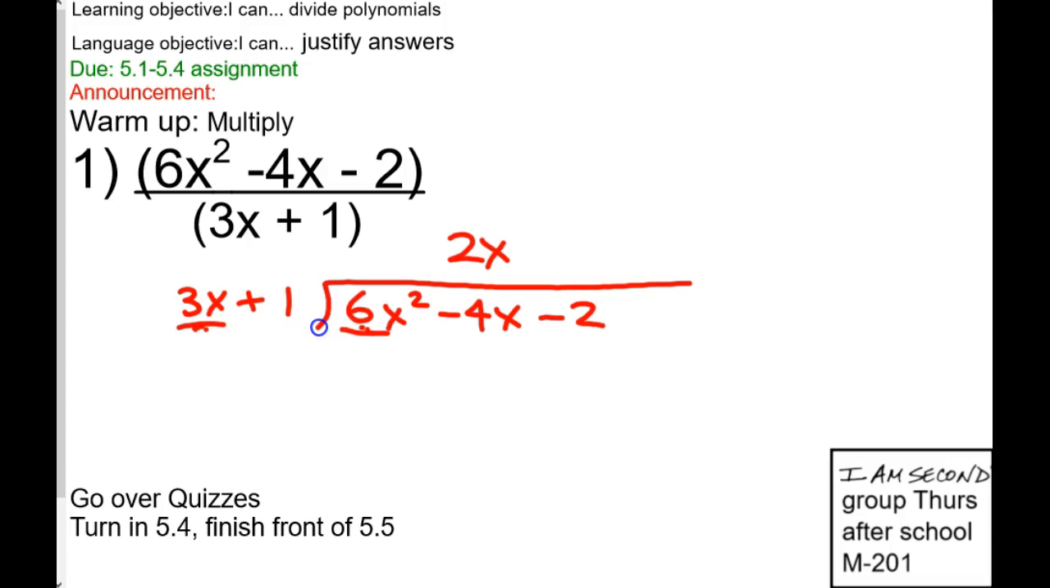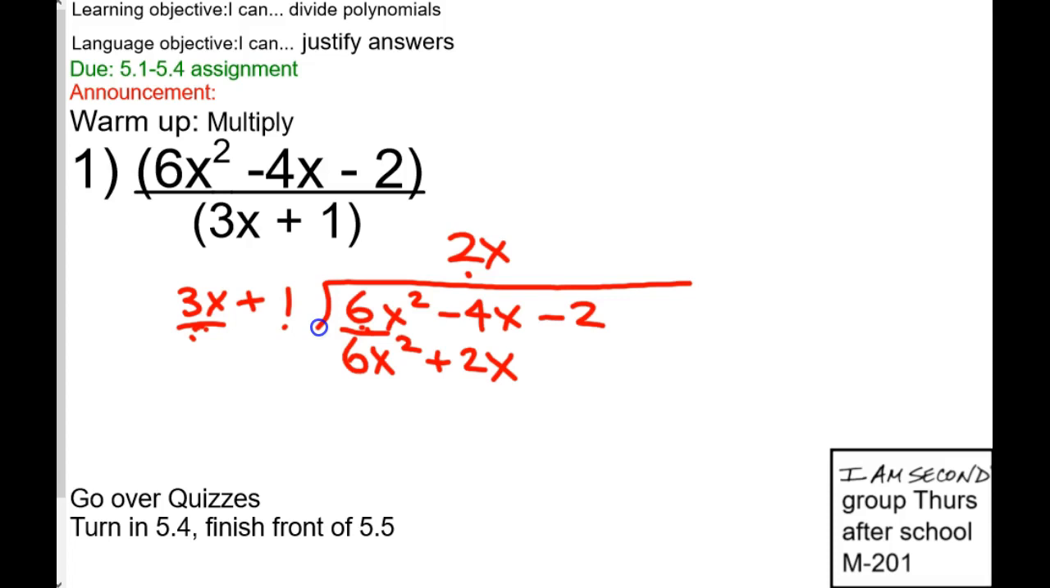Now, once you've divided the first terms, we're going to multiply what we just got times both of these two things. So 2x times 3x is 6x squared. And these should match up. And it does. 6x squared. And now I'm going to do 2x times 1, 2x. Okay? So far, I divided the first terms and I remultiplied them.